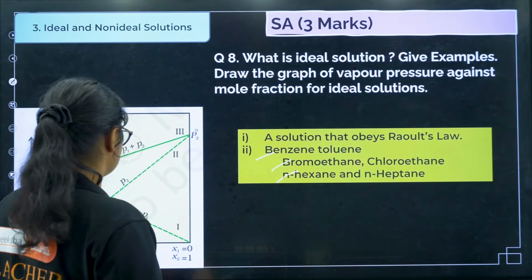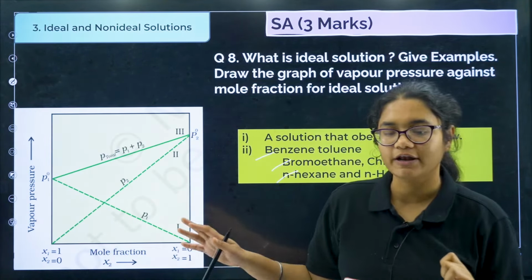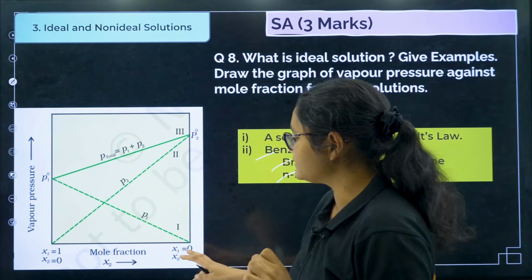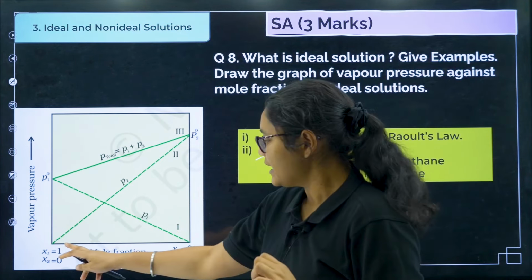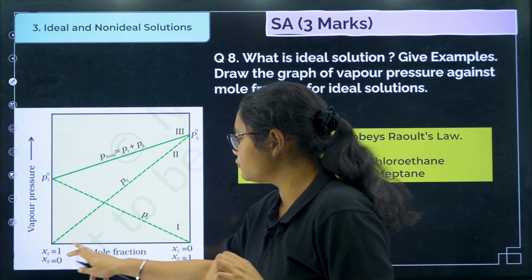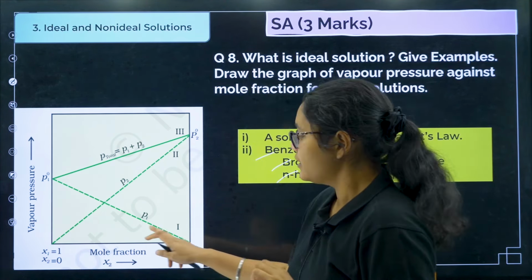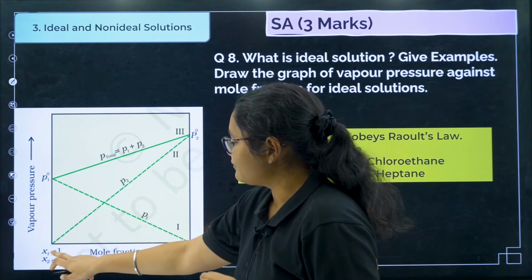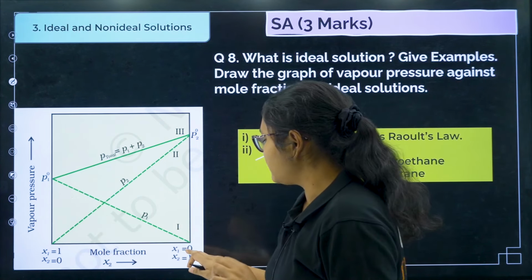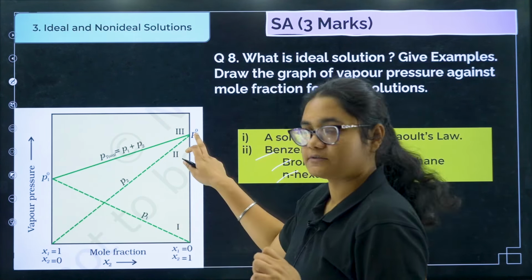Graph, if you have remembered, this is the graph here for an ideal solution. So please practice this graph. The labeling should be very correct. Here x1 is equal to 1, x1 is equal to 0, x2 is equal to 0, x2 is equal to 1. Now here what happens? We have x1 equal to 1, so it is p01, and x2 equal to 1, so it is p02.